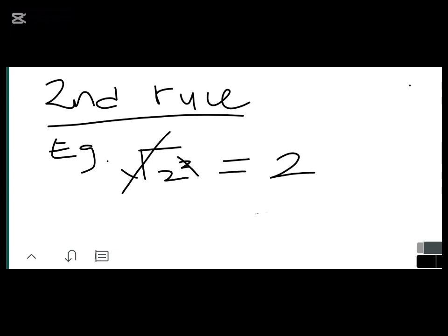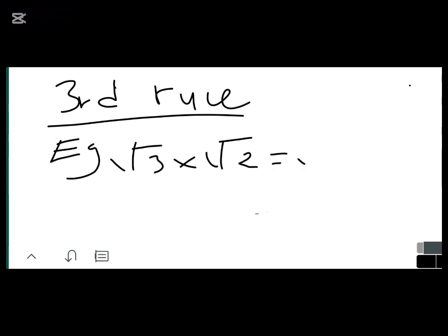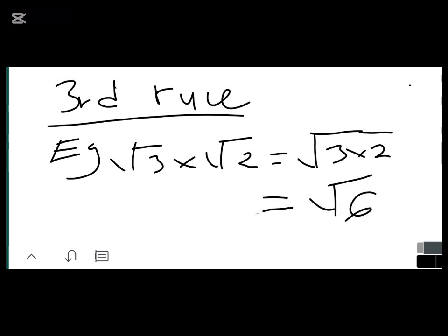Let's take the third rule. Whenever you have square root of a multiplying square root of b, this can be written as square root of ab. Square root of a times square root of b can be written as square root of ab. Example: square root of 3 multiplying square root of 2 can be written as square root of 3 times 2, and this gives us square root of 6. That's the third rule of surds.